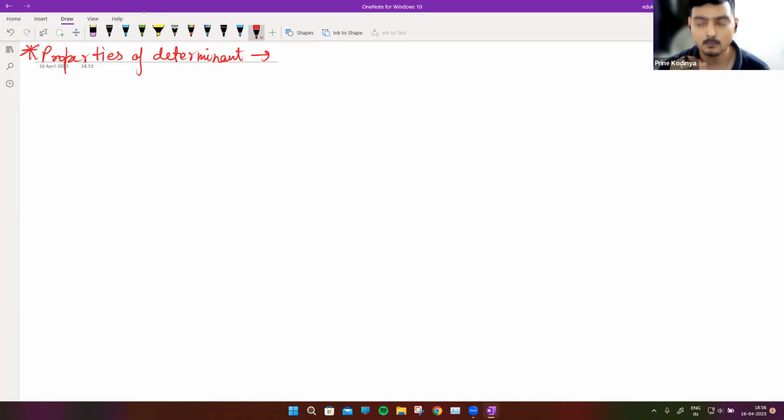How do we modify a single determinant, right? That is all about properties of determinants: what can we do with a single determinant only, first of all. Then we will move on further, right? Just a second.